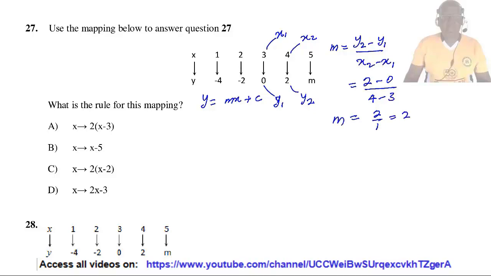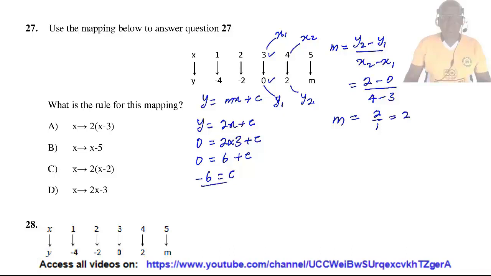We shall substitute M into this equation, and we shall get Y equals 2S plus C. To find the constant C, we shall take any value of S and its corresponding value Y. So when S is, for example, equal to 3, Y equals 0. That's 0 equals 2 times 3 plus C. So we shall get 0 equals 6 plus C, and therefore C equals minus 6.